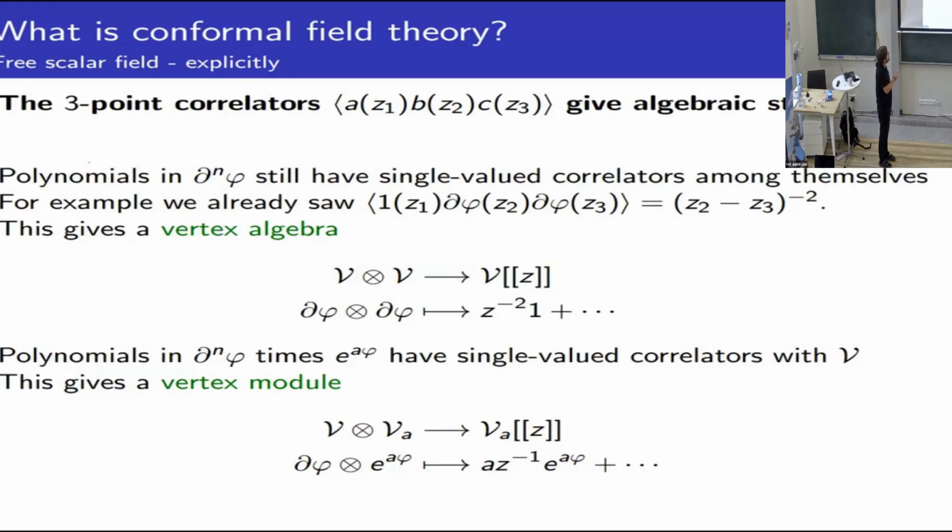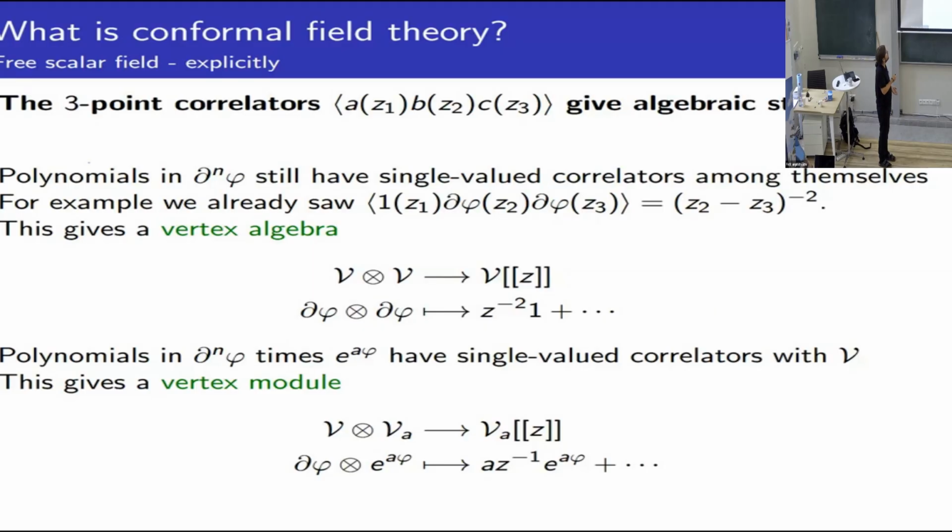So if you have d phi, the derivative of your random field, times d phi, it is 1 with a certain coefficient, and the coefficient is z to the -2. And then there are other terms, of course. This is maybe the non-trivial content of this 3-point correlator. And if you now throw in other functions in phi, for example, e to the a phi, then there's also a sort of multiplication rule, and that comes from the fact, again, that you have such a correlation function. And this gives you here a z to the -1 term, and this is again single valued. And that's what's called a module of this vertex algebra.